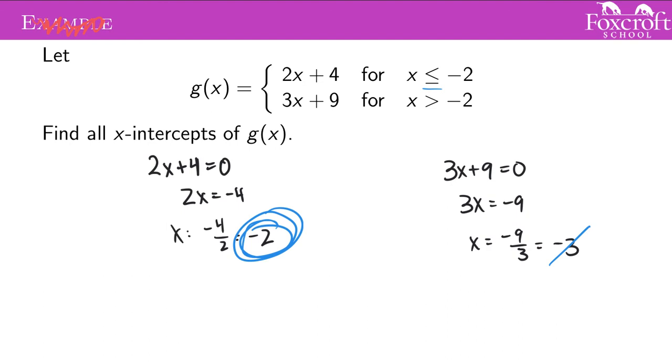For 3x plus 9, that x-intercept would occur at negative 3. But negative 3 is not bigger than negative 2. So this is another x-intercept that would happen if we were using that rule, but we're not using that rule at that location, so we just cross it out. So this one actually has one x-intercept at negative 2.